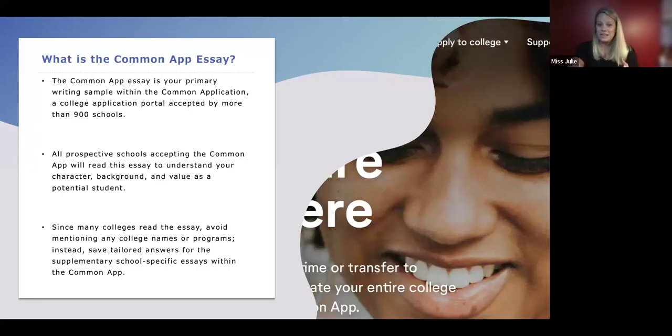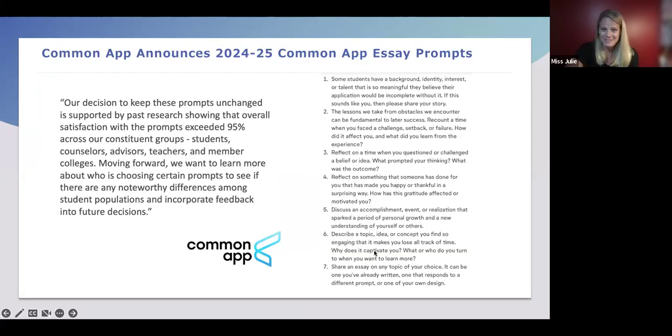Since many, many colleges read this essay, you want to avoid mentioning any college names. So there shouldn't be any specific schools named in any of your Common App essay, right? You shouldn't name Harvard or Yale or Princeton, right? You shouldn't be talking about a specific school. This essay is going to talk about you, personally. Save those tailored answers to specific schools for all of your supplementary essays, which are essays that are tailored to specific schools, right? Specific schools ask specific questions.